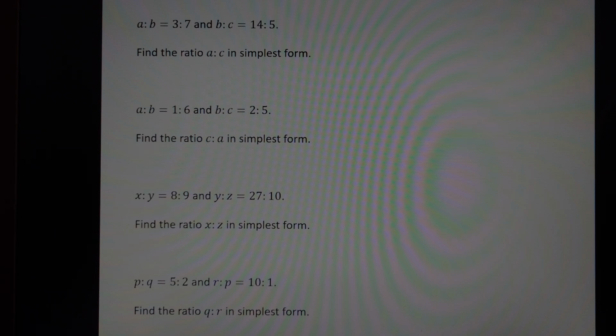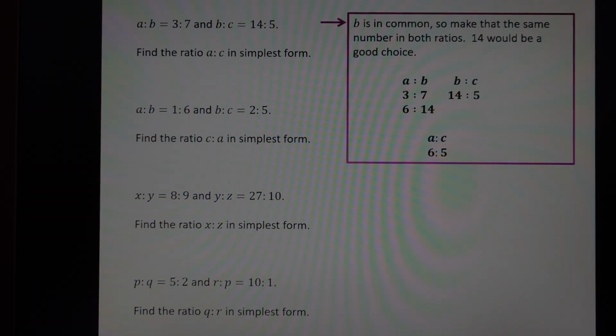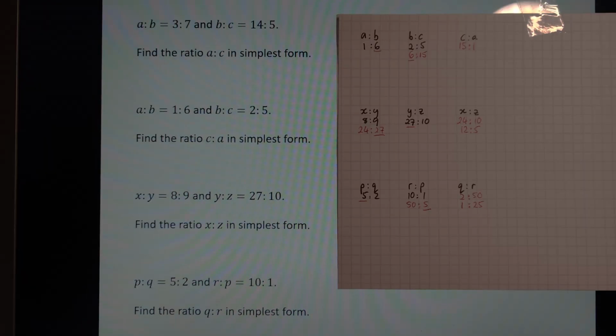The solution to the first one should look something like this. It doesn't need to be exactly like that, you might have used a different multiple, but the final answer, A to C, is 6 to 5. And these are the last few solutions. Forgive the not very high-tech approach.